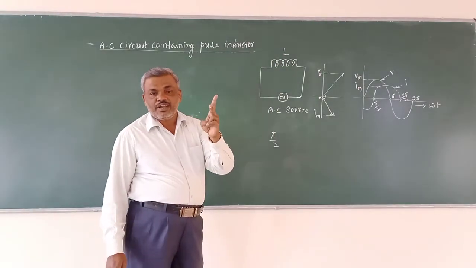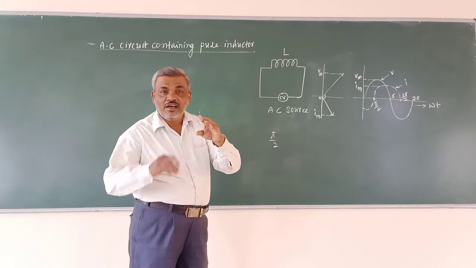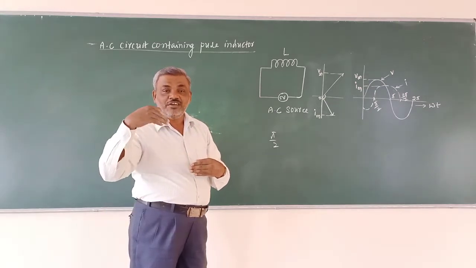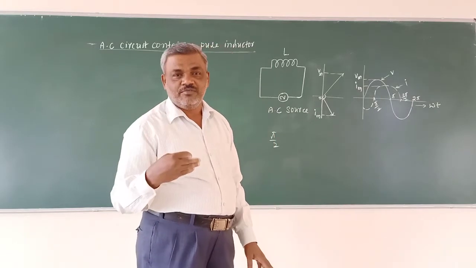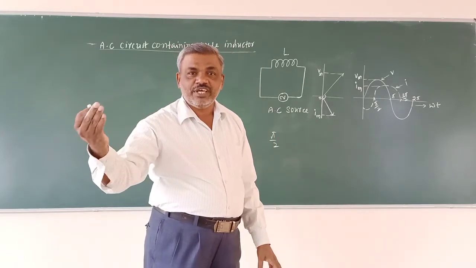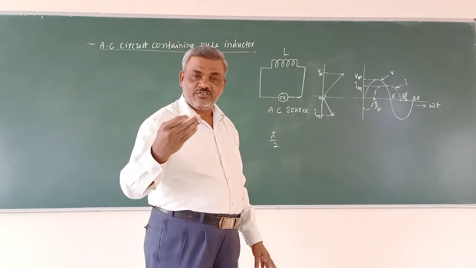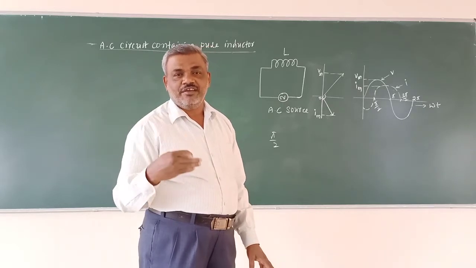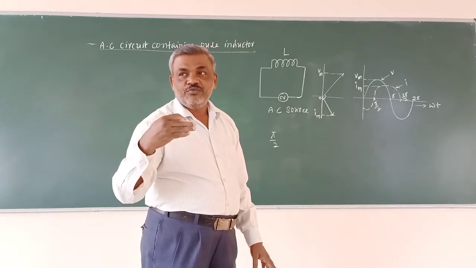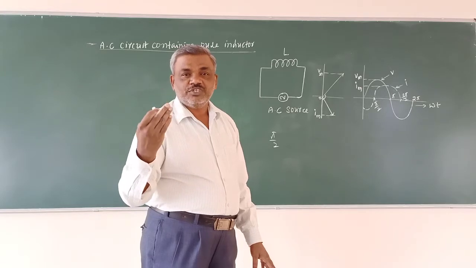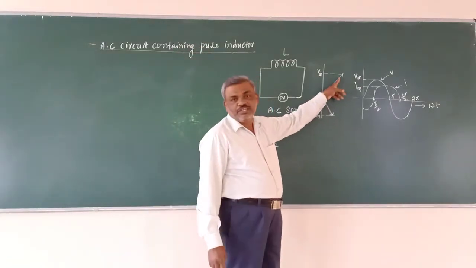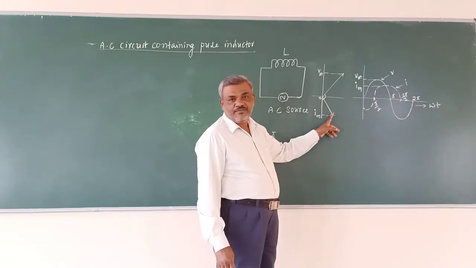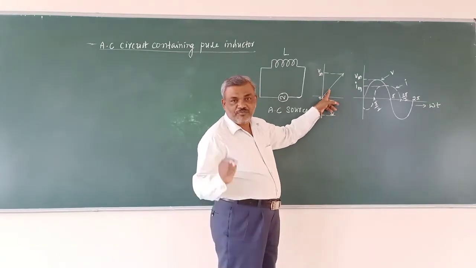In a pure inductor, there is voltage and current. How do they vary? Already you know that voltage varies with a sine function with time. That is alternating voltage. The current that flows through the circuit is called alternating current. So voltage and current vary as a sine function with time. Now we will take the diagram. This is the voltage, here the current. So how much is the phase difference?